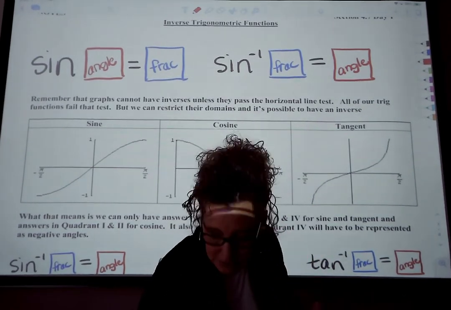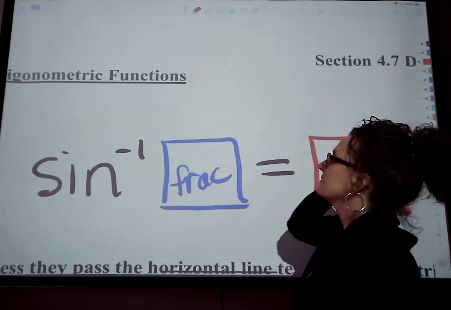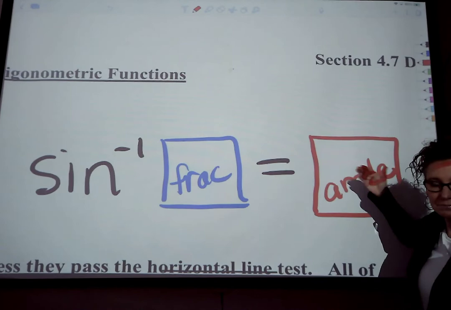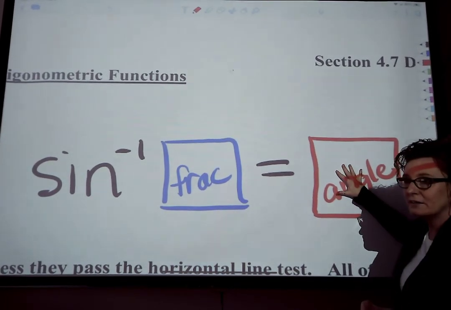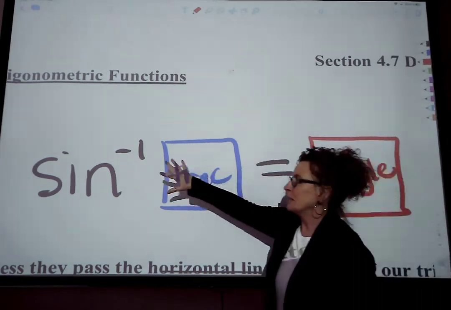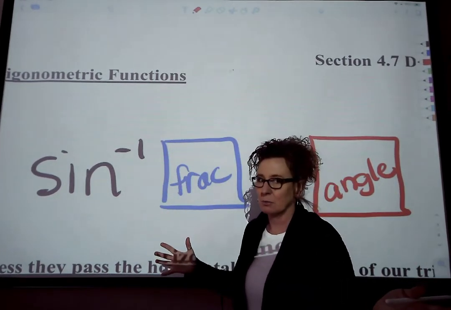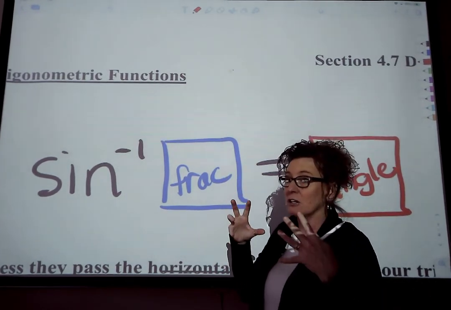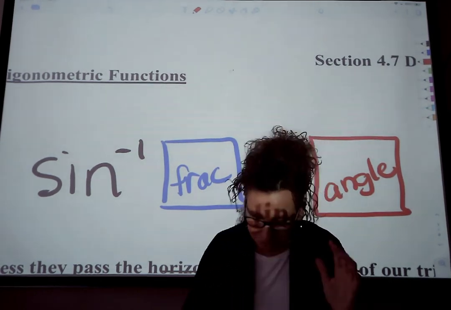What does that do for us? That guarantees us one answer to an inverse, because originally I had way too many possible answers. And since we're wearing our cone of shame, we're only going to look at certain regions of the graph. It's going to limit us to one answer.